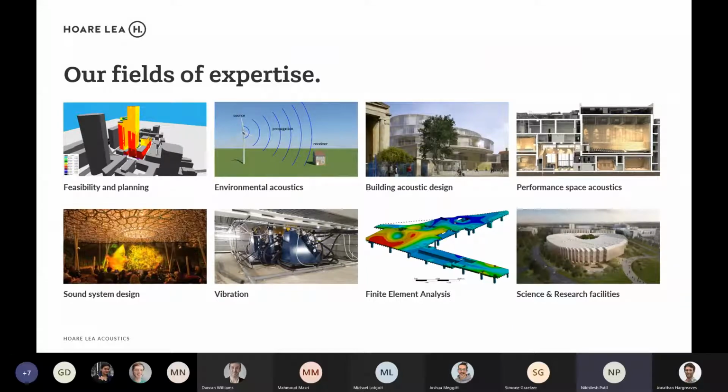Our fields of expertise, or sectors that we work in, are very diverse. We can work from typical building design in residential or urban environments to something very specialist, which could be performance spaces like concert halls, soundscape design, and also something very technical, which could relate to vibration design of science and research facilities, or any healthcare facilities where vibration can be very important to the building design.